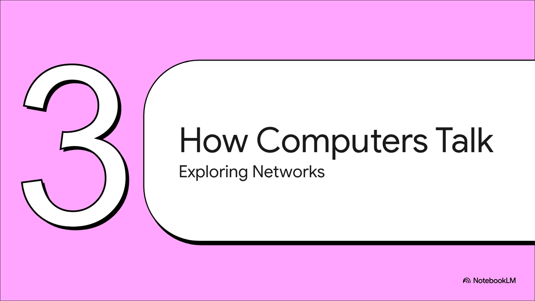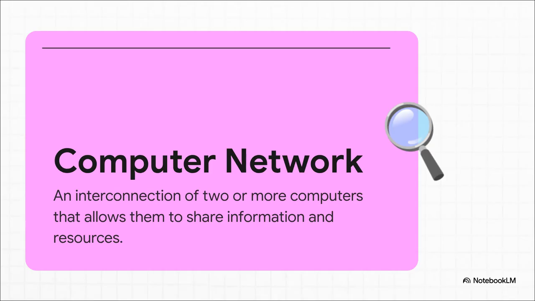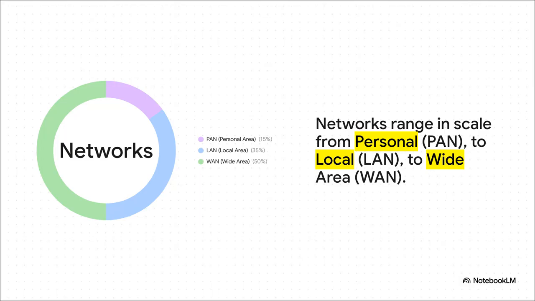Okay, so we've seen how one computer thinks. But the real power, the thing that changed the world, is when they started talking to each other. So let's explore the world of computer networks. At its heart, a computer network is pretty simple. It's just connecting two or more computers so they can talk. The whole point is to let them share things, whether that's a document, a printer, or a connection to the internet. Now, these networks come in all different sizes.